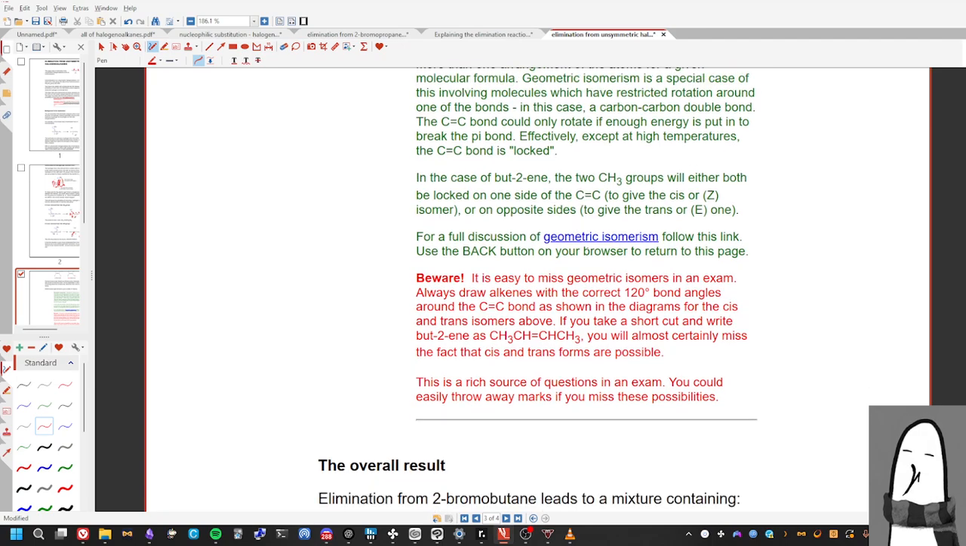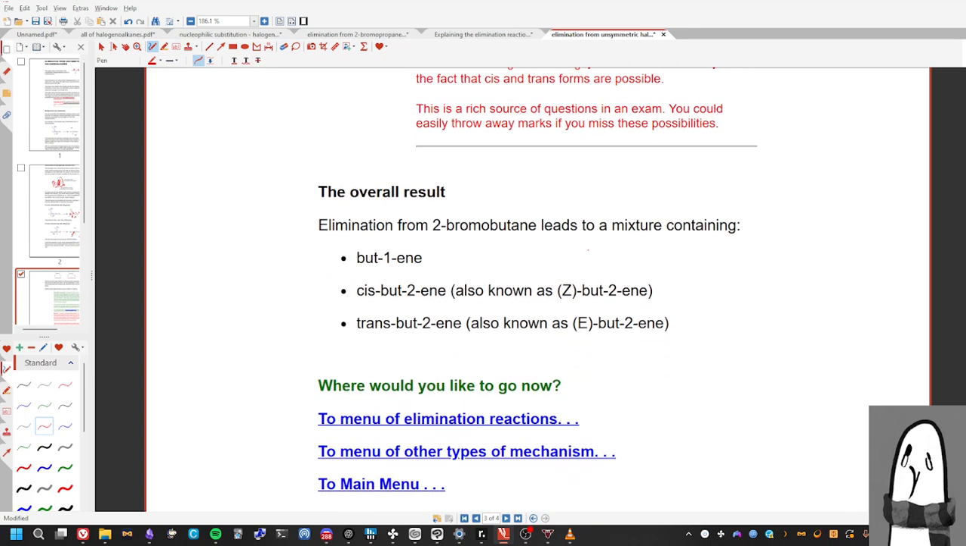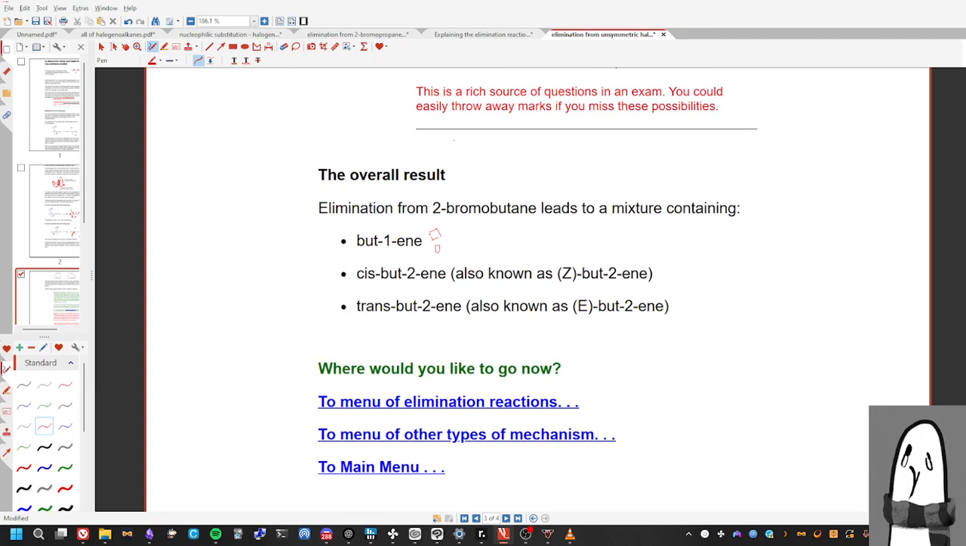Now beware, it's easy to miss geometric isomers in an exam. Always draw alkenes with the correct 120 degree bond angles around the C=C bond, as shown in the diagrams for the cis and trans. If you take a shortcut and write but-2-ene as this, then you'll almost certainly miss the fact that cis and trans are possible. This is a rich source of questions in exams. You could easily throw away marks if you miss these possibilities. So as an overall result of elimination, you can form but-1-ene when you hit the CH3 on the left, and these two but-2-enes, one cis and one trans, when you hit the CH2.